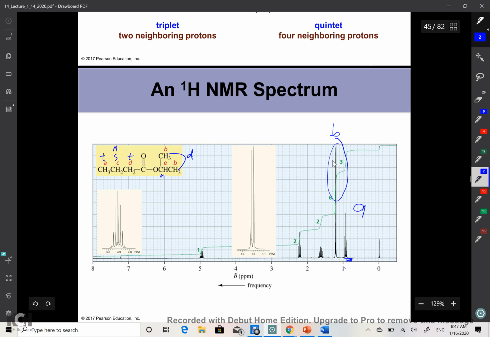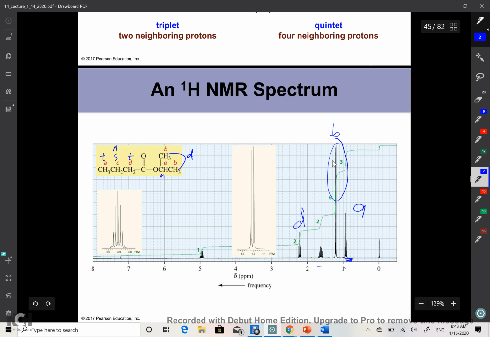Now, you guys cannot see very well. I will zoom it for you. Let's go to this other triplet here. I will skip this one for now. So this other triplet here will definitely be for D. Does that make sense? We have a triplet over here, and so the only one that can give us a triplet is D. Is that okay? So this will be D over here.